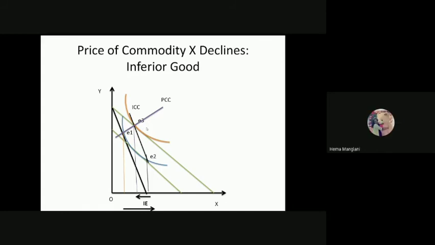Upward sloping. That's the problem. What I was mentioning is that you cannot relate these two as similar: the inferior good and the Giffen good. I told you that an inferior good only shows the relationship between income and consumption. Here, your income is increasing, and that is why you would like to shift to the higher indifference curve. So the higher indifference curve indicates that your income is rising.